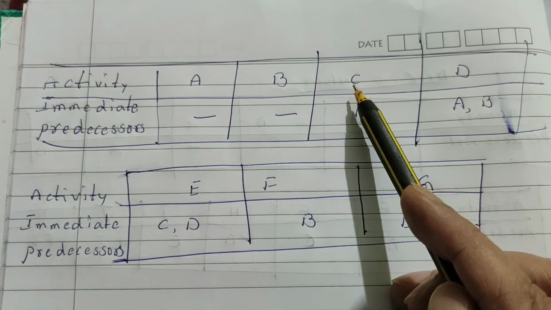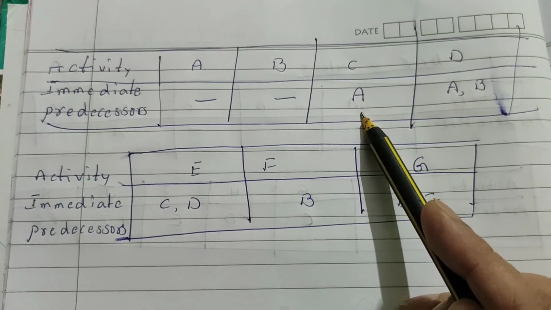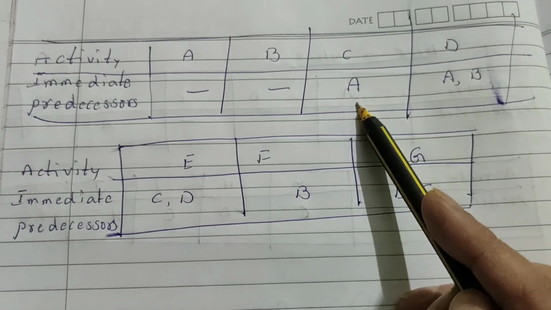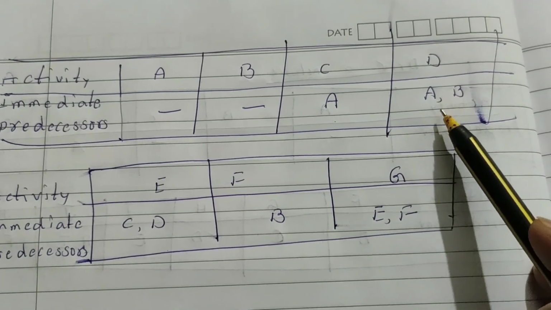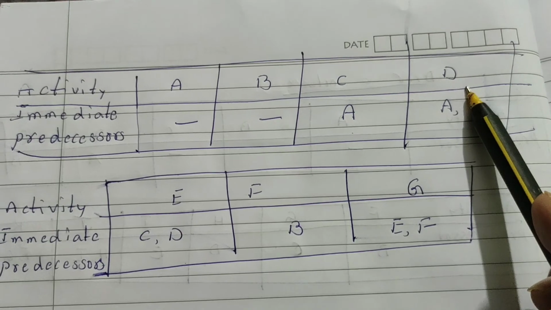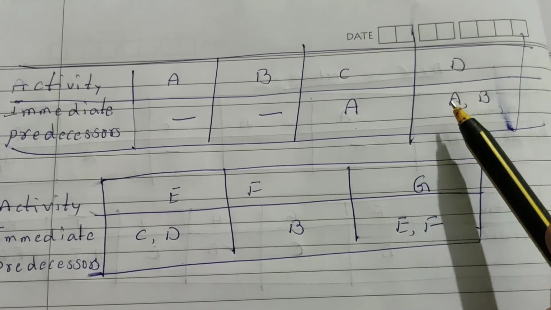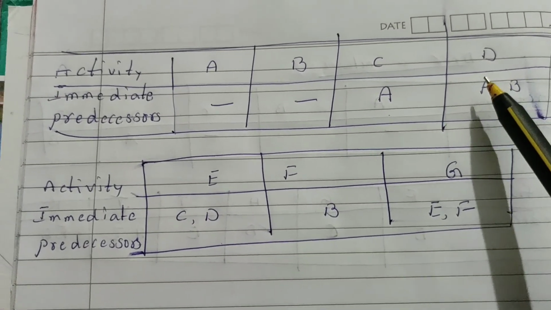A, B, C, D, E, F, G. Whenever you start activity C, you complete activity A, which means A is less than C. Whenever you start activity D, you complete activities A and B together. A and B together are the completion of D.